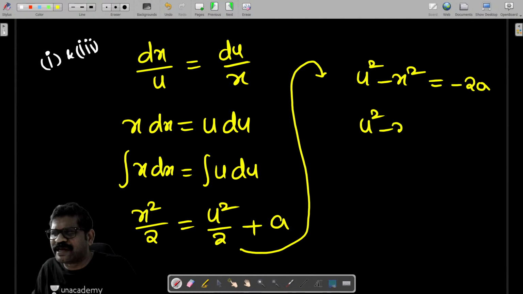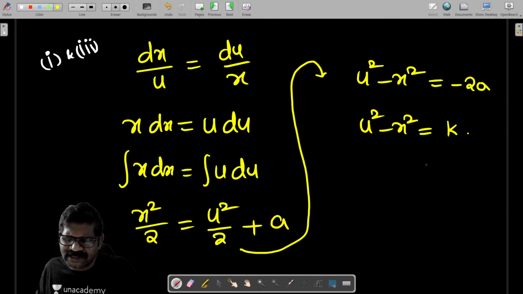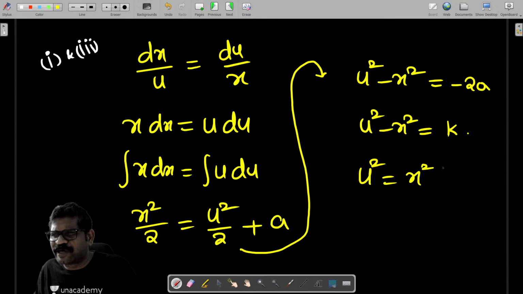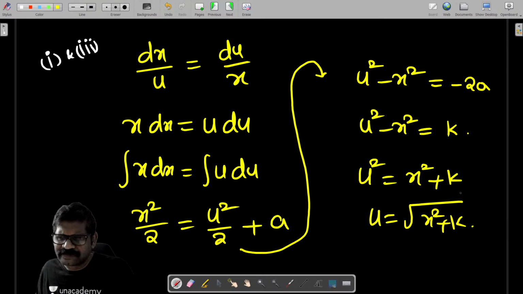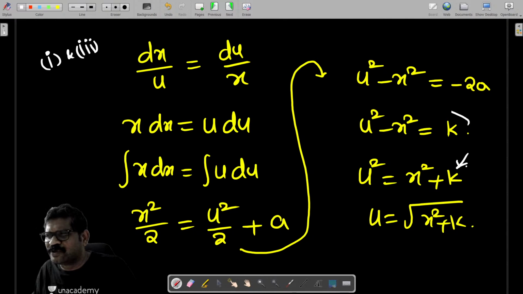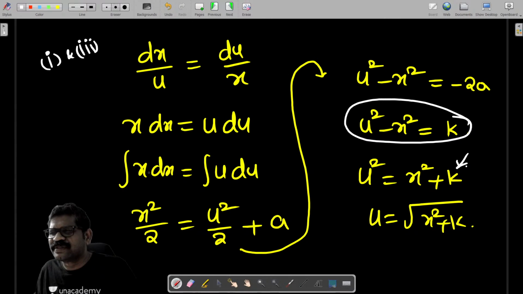So u square minus x square equal to some constant, you can write k. Instead of minus 2a, I can write some constant k. Now u square equal to x square plus k. Now u equal to square root of x square plus some constant k. Understood? Either you can write u equal to square root of x square plus k, or k equal to u square minus x square. In Lagrangian method we have to write two solutions. Okay, this is one solution.